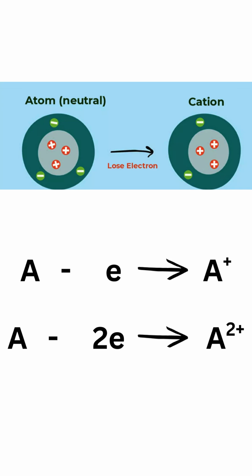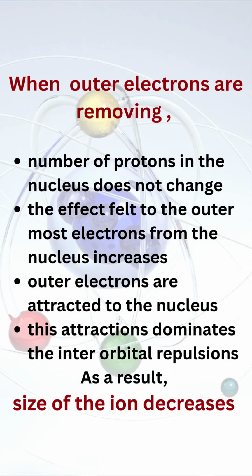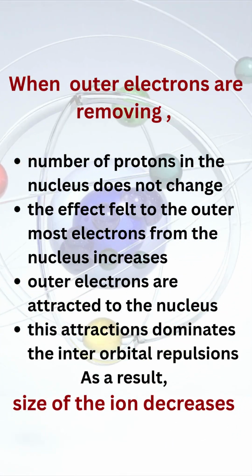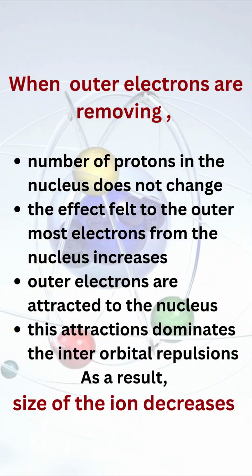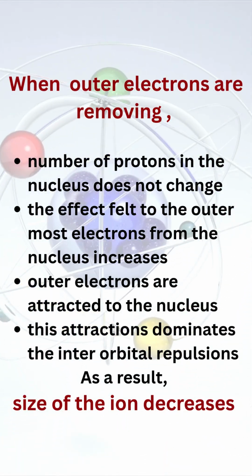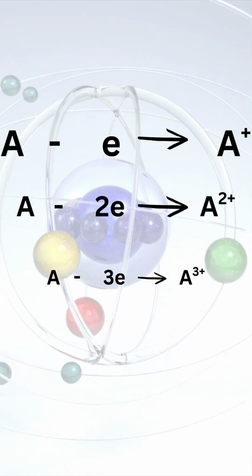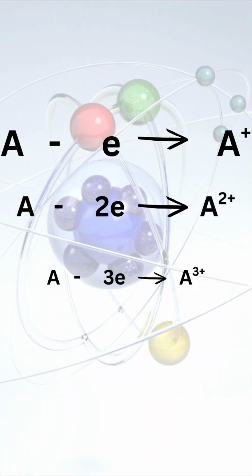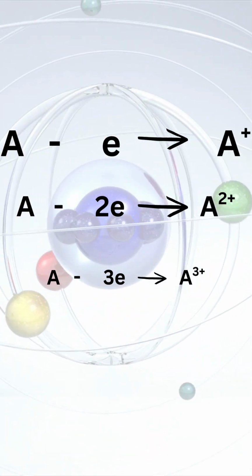When electrons are removed, cations form. They have fewer outer shell electrons, which feel a stronger pull from the nucleus. Even though electron-electron repulsion exists in the inner orbitals, the nuclear attraction dominates. So cations become smaller than the atom. And if more electrons are removed, the size decreases further.